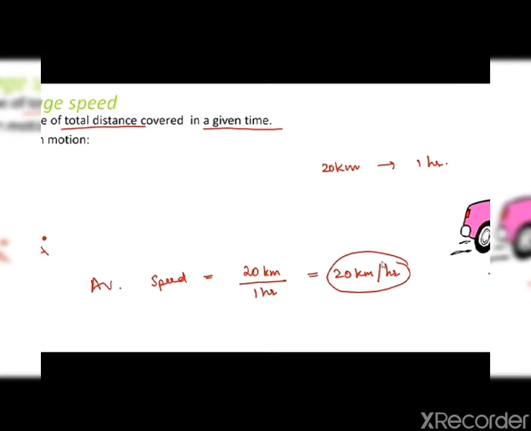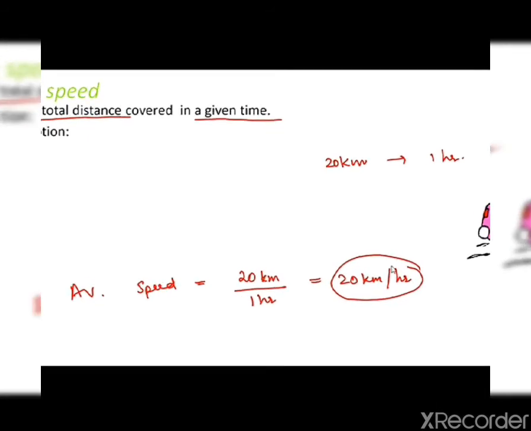So what would be the average speed of this car? The average speed of the car during its journey will be total distance covered divided by total time taken. That is 20 kilometers divided by 1 hour, and the average speed will come out to 20 kilometers per hour. Now if I ask what is the speed of this car, it is the same as the average speed of the car, because the car is traveling equal distances in equal intervals of time. That means in every 1 hour, it's covering 20 kilometers.